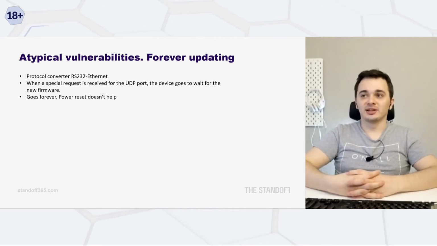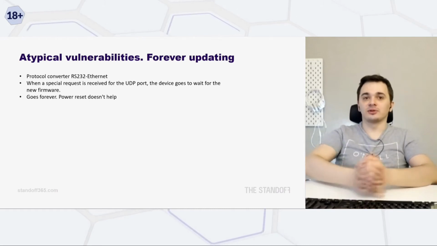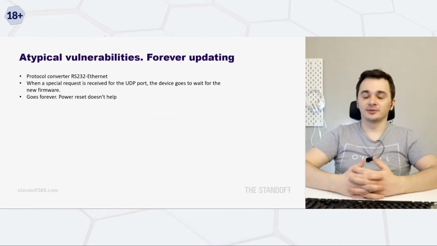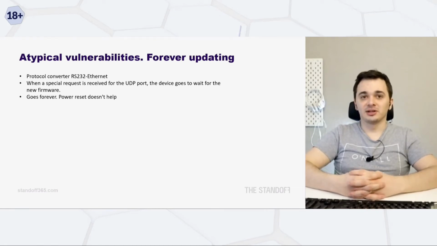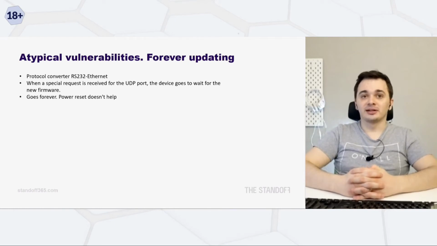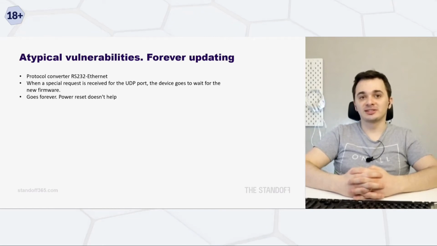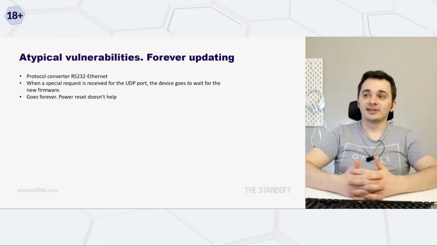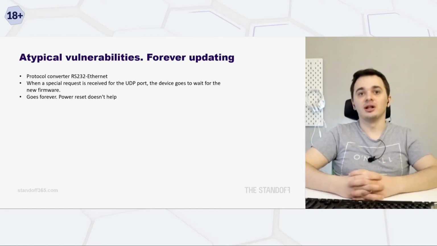Another interesting case is the case of eternal or endless update. This is what we saw on a number of different devices, but let's talk about protocol converters, RS-232 to Ethernet. Firmware updates could be triggered over UDP. So when the device got a special packet, it would switch to the update mode. In this update mode, it would simply wait for the new firmware, and it would stop functioning.